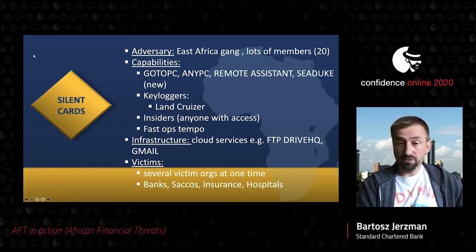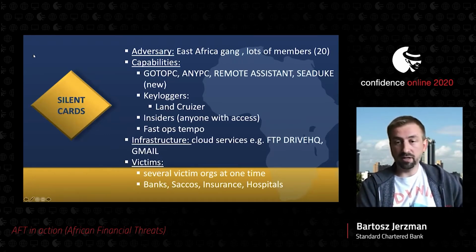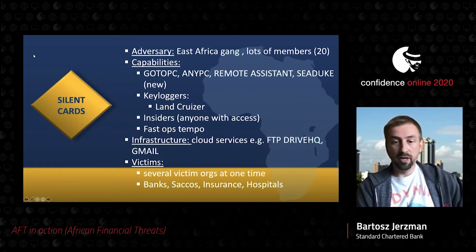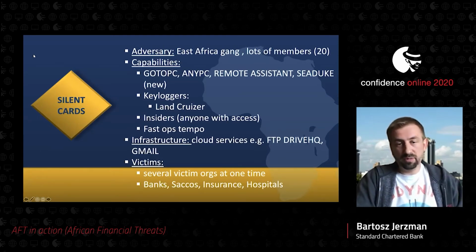For the infrastructure, they use cloud services a lot. For example, Gmail, FTP, Drive HQ, and they have quite wide targeting. They even target hospitals, insurance, so not only financial institutions, and they have the potential to attack several victim organizations at one time. So sometimes they do not only focus on one victim.